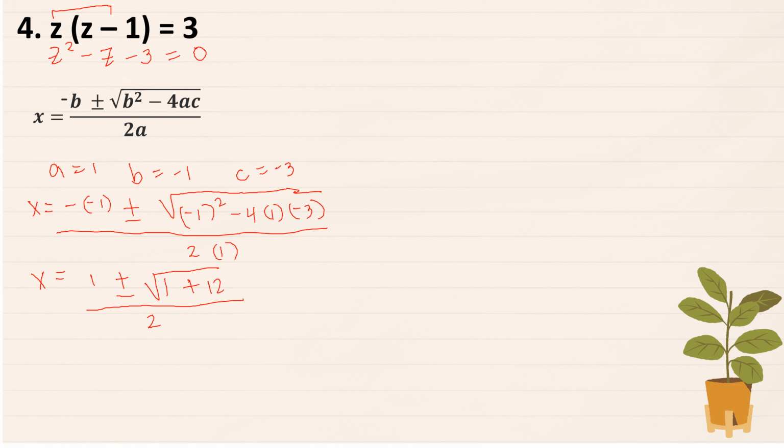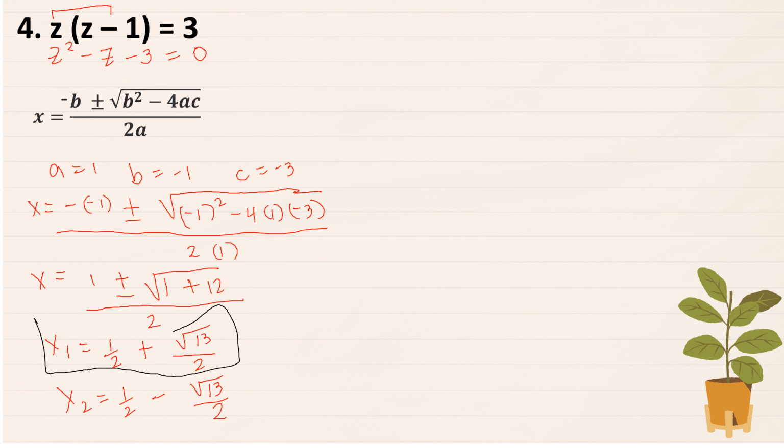Okay, next we have to get the first x, which is 1 half plus square root of 13 over 2. And our second x will be 1 half minus square root of 13 over 2. Okay, so it's up to you if you want to check if your values of x are correct.